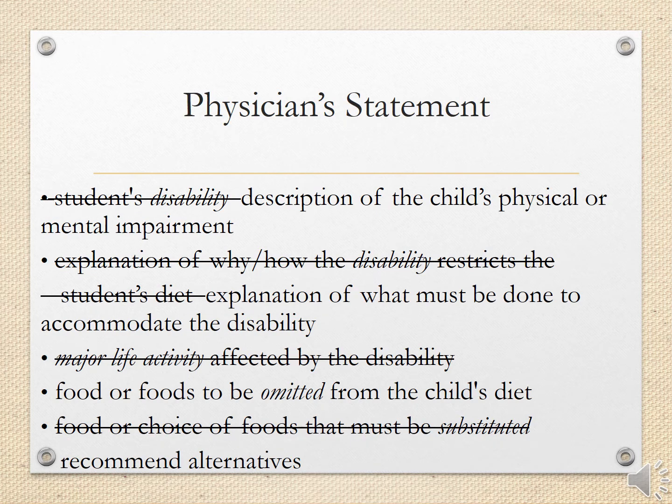This slide shows how medical statement requirements have changed over the past few years. The areas struck through on this slide represent the required wording from the previous medical statement requirements. We used to have to include the disability on the medical statement. Now that is no longer required, just a description of the child's physical or mental impairment. We must also include an explanation of what must be done to accommodate the disability. We now should include foods to be omitted from the child's diet along with recommended alternatives.